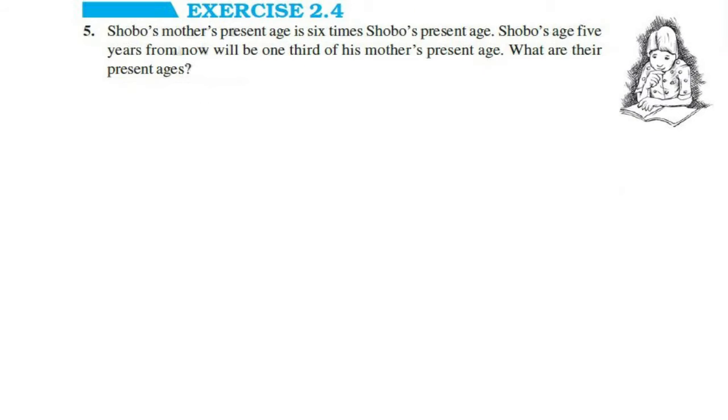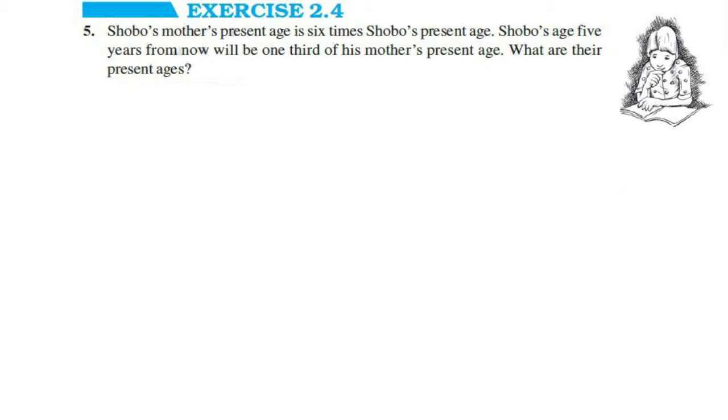Go to problem number 5. The problem is: Shubho's mother's present age is 6 times Shubho's present age. Shubho says 5 years from now his age will be 1/3 of his mother's present age. What are their present ages?